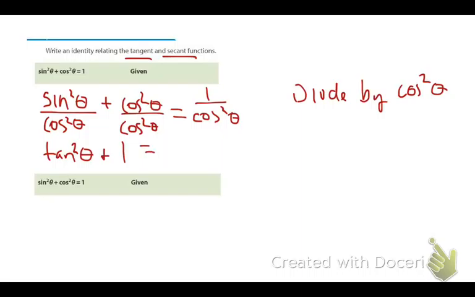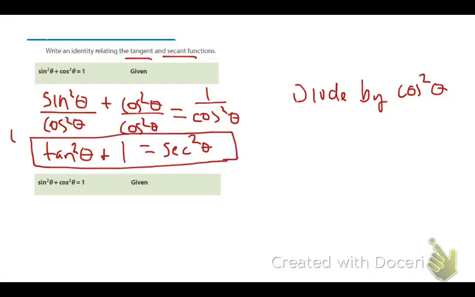Equals, what do I have on that right-hand side? I have 1 over cosine squared theta. What's that look like? Secant. So I'm going to rewrite it as secant. What did I do? I took this and rewrote it in terms of tangent and secant. So here is my second Pythagorean identity. This is number 2.